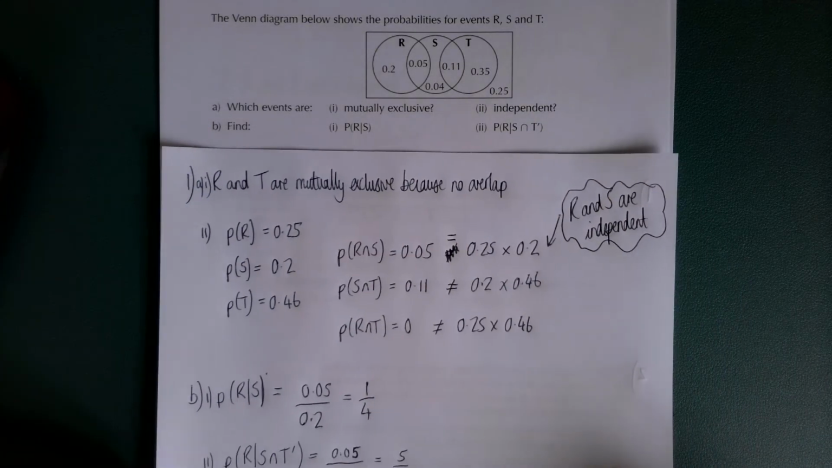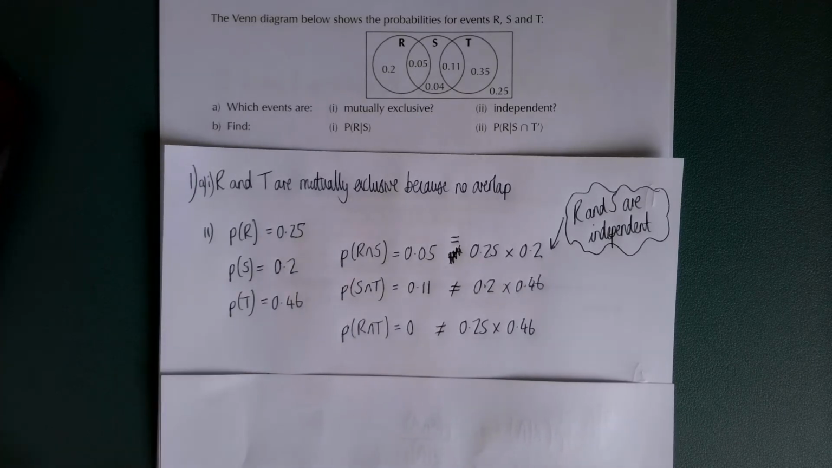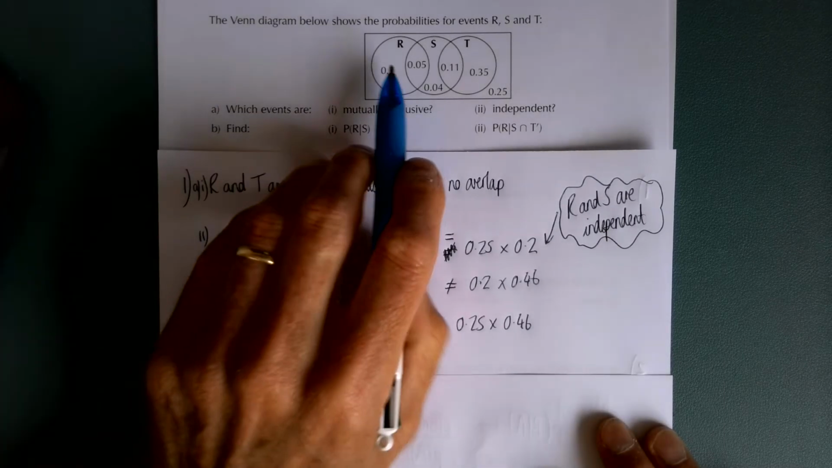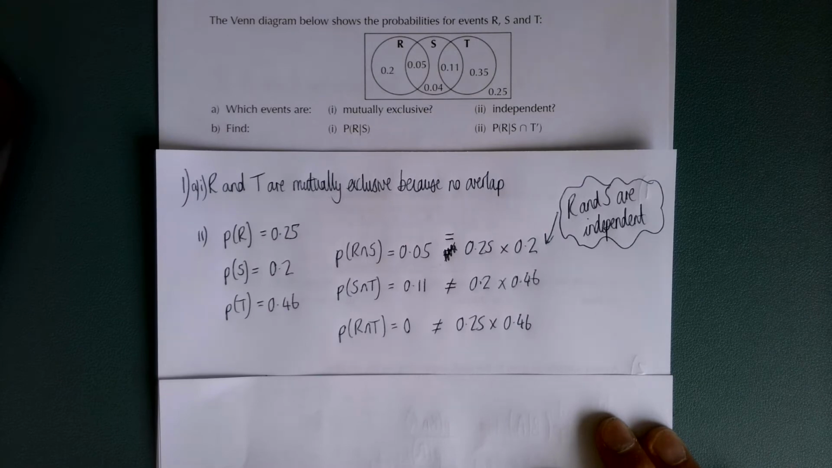Okay, so here is, let me just get something to cover, the second one. Here we go. So here is my answer to the first question. We've got three events here, R, S, and T. And we're firstly asked which are mutually exclusive. Well, that just means no overlap.